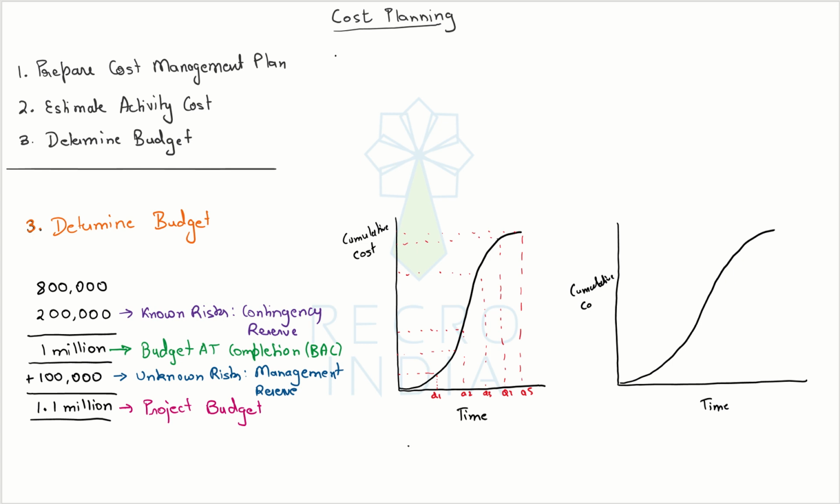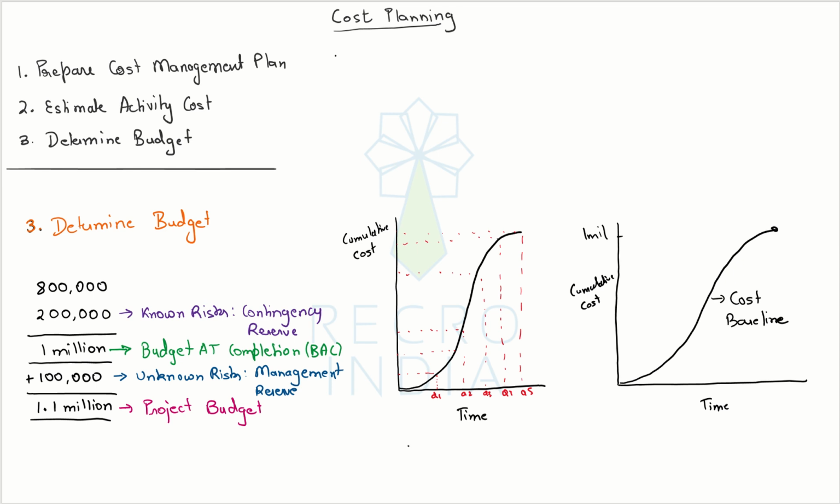and the moment this chart is approved, you can call this your cost baseline. But remember that this baseline is of 1 million, not 1.1 million.